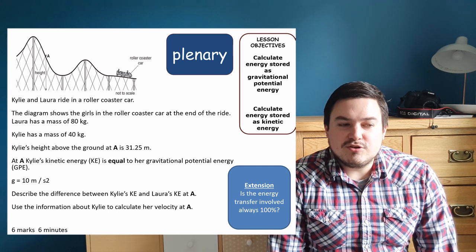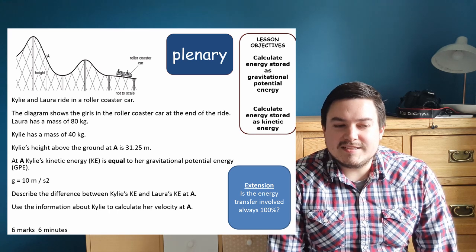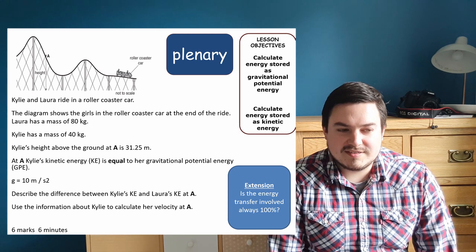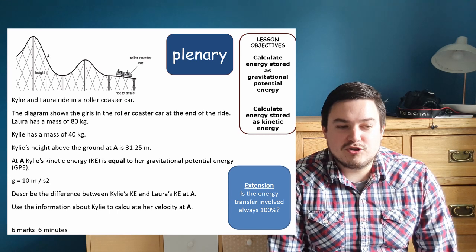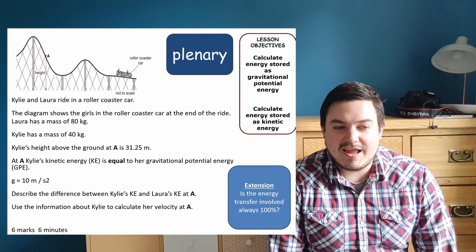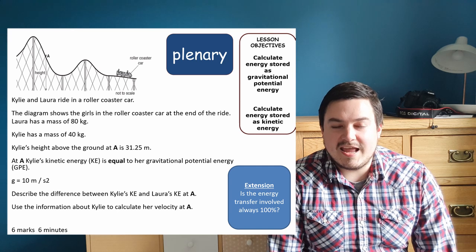Her acceleration due to gravity at this point is 10 meters per second squared, because that's the same as the force of gravity acting upon her. And your job here is to describe the difference between Kylie's kinetic energy and Laura's kinetic energy at A, and to use the information about Kylie to calculate her velocity at A.